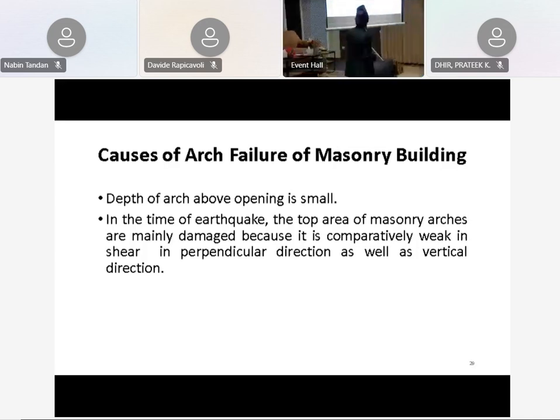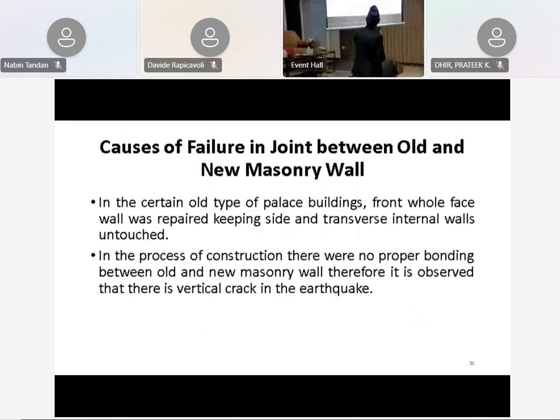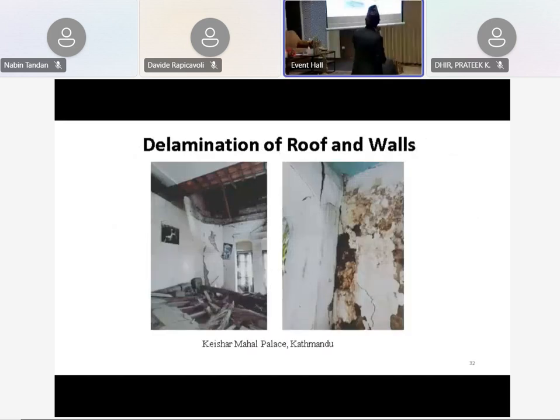Please next. And we can see here failure in the joint, because this was constructed at one time and renovated at a later time, and the bonding between these two parts is not good. That's why it fell. Next, please. And in most cases in the Darbar buildings, there is delamination of the roof and the walls, and water is continuously leaking there. Due to it, the material is decaying, and the properties and strength of the material are decreasing. Because of it, it cannot resist enough force.